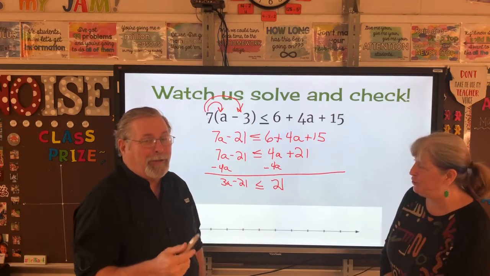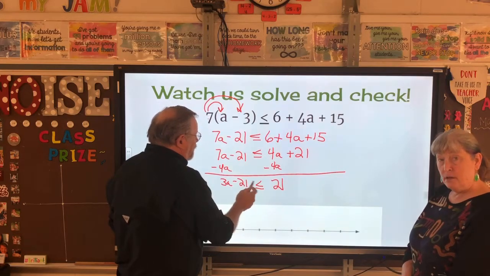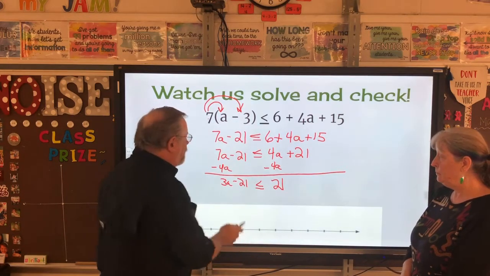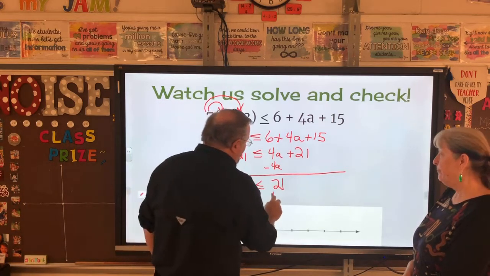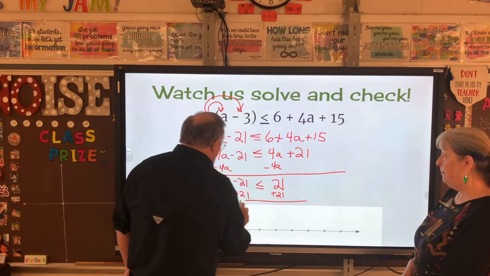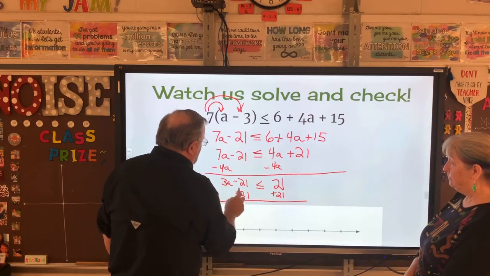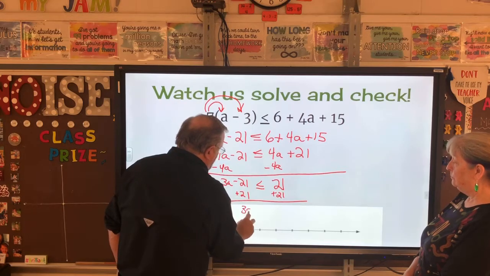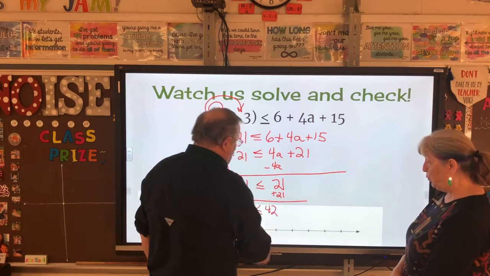Instead of showing you guys how to do it. Okay, so anyway, now I need to get rid of this minus 21. And obviously the opposite of minus 21 is to add 21. Well, if I add 21 there, I better add 21 here. Okay, so now I end up with 3a is less than or equal to 42.